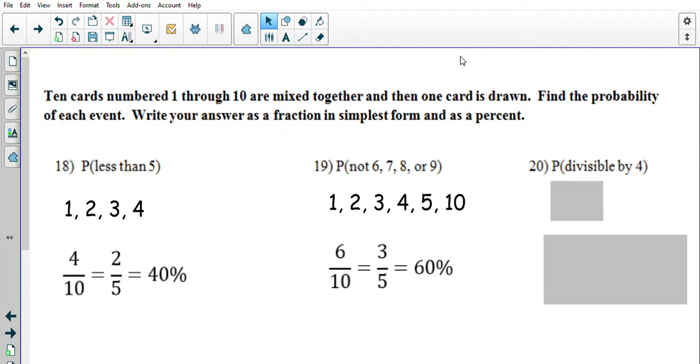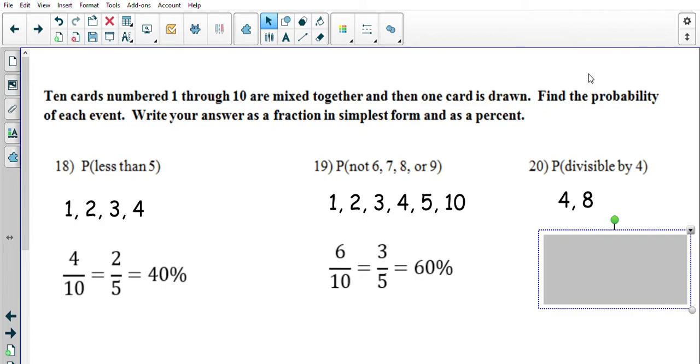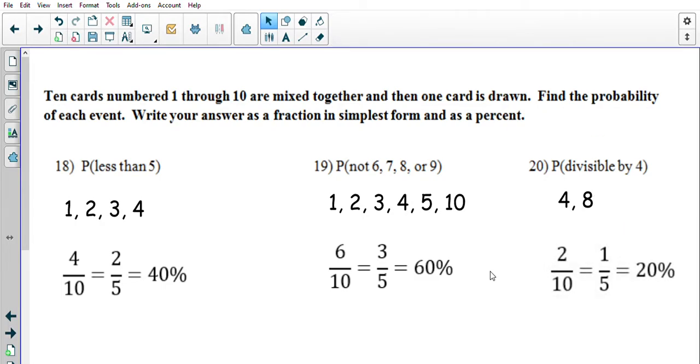The last one here is kind of tough. What's the probability that the card we select is divisible by 4? Well, between 1 and 10, the only two numbers that are divisible by 4 are 4 and 8. 4 divided by 4 works out to be 1. 8 divided by 4 works out to be 2. So it's 2 out of the 10 cards, which will be 1/5 or 20%.